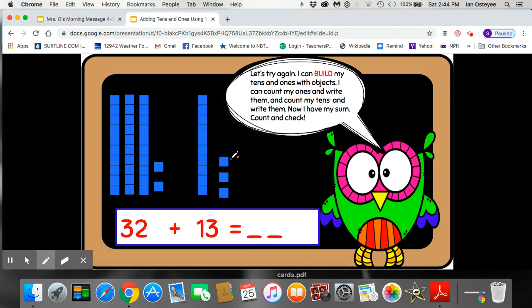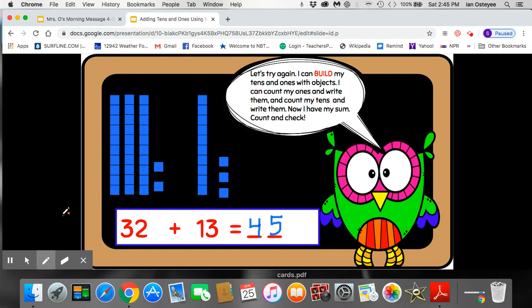1, 2, 3, 4, 5. I have 5 ones, and I'll put that in the ones place, and I'll count my tens. 1, 2, 3, 4. There are 4 tens in this problem. So now the sum is 45, but I always want to count and check to make sure that I counted correctly. So I count the value of my tens. 10, 20, 30, 40, 41, 42, 43, 44, 45.